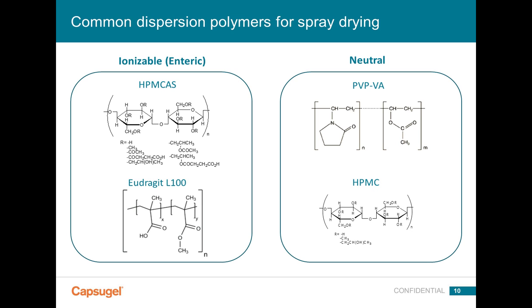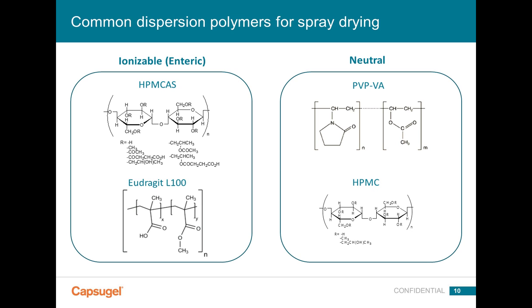HPMCAS, which is hydroxypropylmethylcellulose acetate succinate, is one of the most common dispersion polymers that we use. There's a lot of things going for it. It has a fairly high Tg. It's amphiphilic, so it nicely balances dissolution rate and sustainment. It's tolerated well by the body and is available in 3 different compendial grades, which I'll discuss shortly on the next slide. Eudragit L100, which is a methacrylic acid copolymer, is another enteric polymer option.